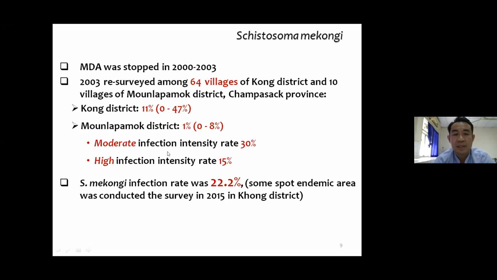And this is the intensity of the infection. We found that the moderate infection intensity rate was around 30%, and the high infection intensity rate was 15%. So recently, in the data from 2015, a survey was conducted in some spot endemic areas in Khong district. We found that the infection rate was about 22.2%.